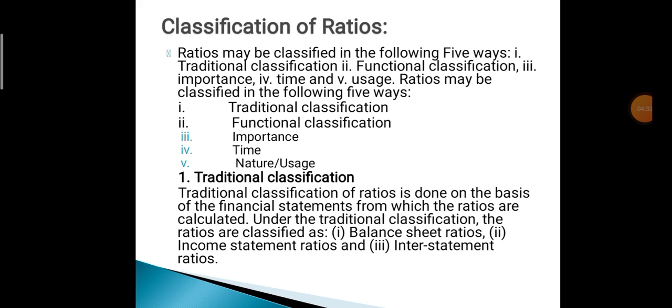Coming to the classification according to the traditional, here traditional classification of ratios is done on the basis of the financial statements, from which the figures used for calculation are taken. The ratios are classified as balance sheet ratios, profit and loss account ratios, and mixed ratios. Balance sheet ratios are ratios where the numerator and denominator can be taken from the balance sheet. Current ratio is an example of balance sheet ratio.